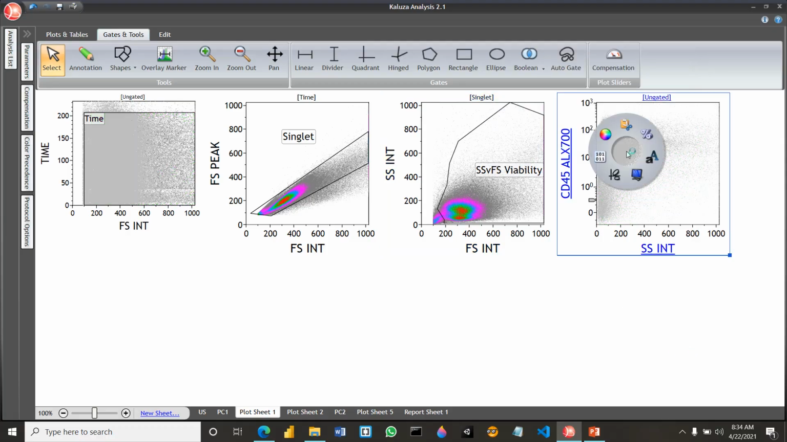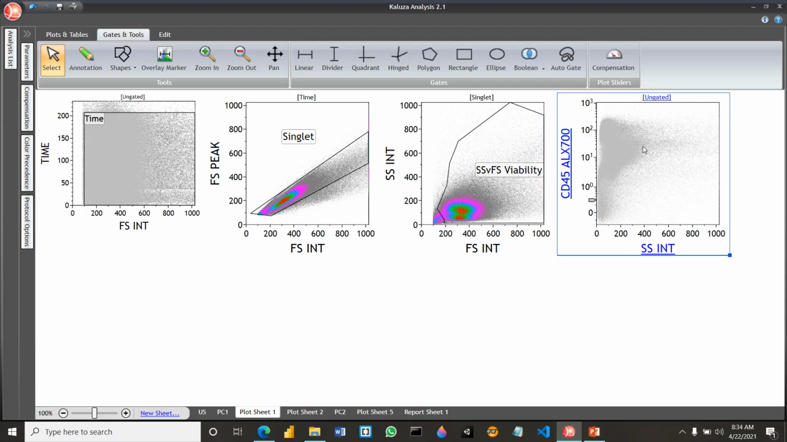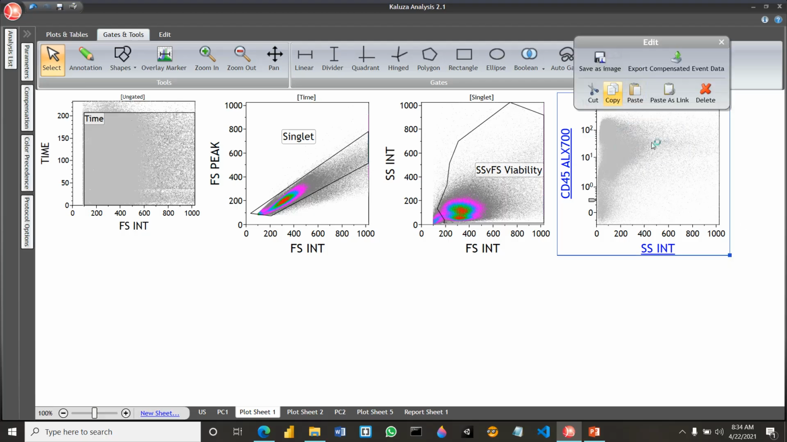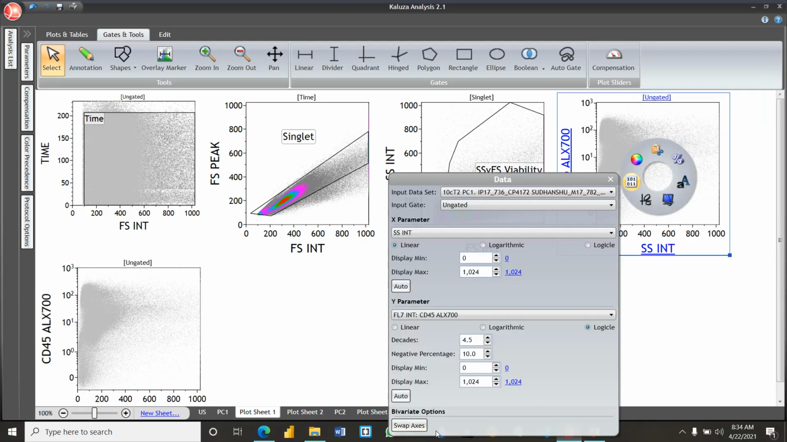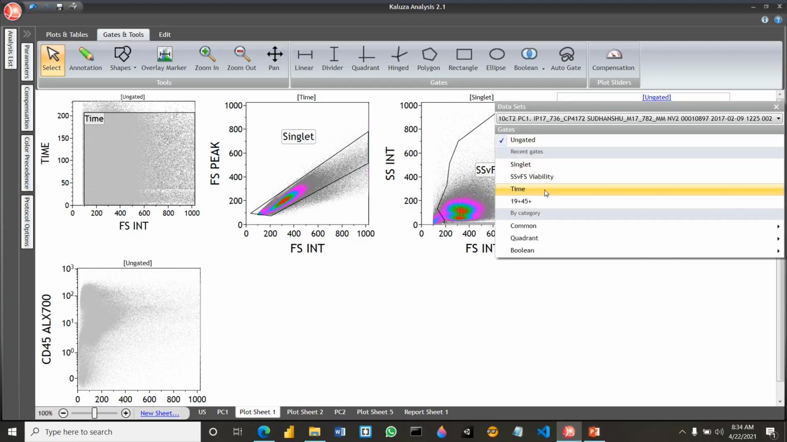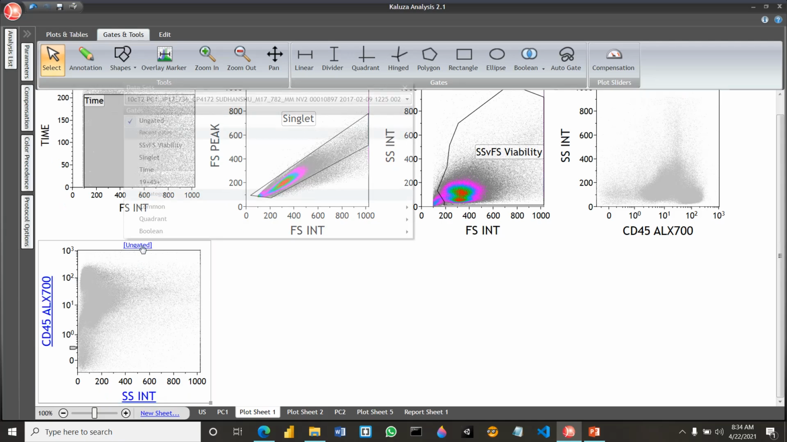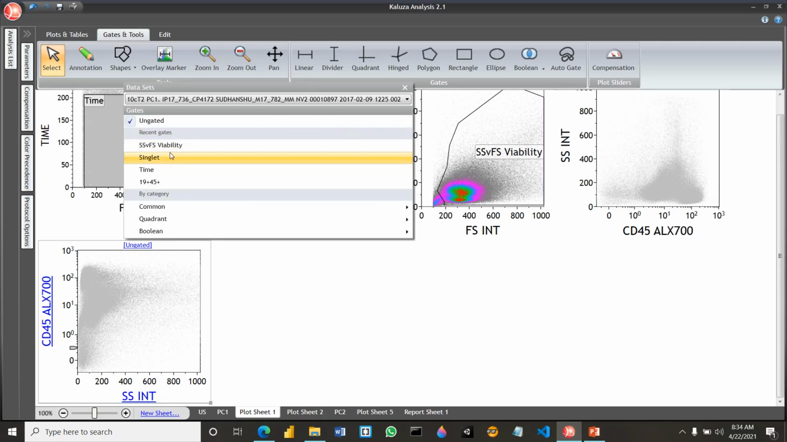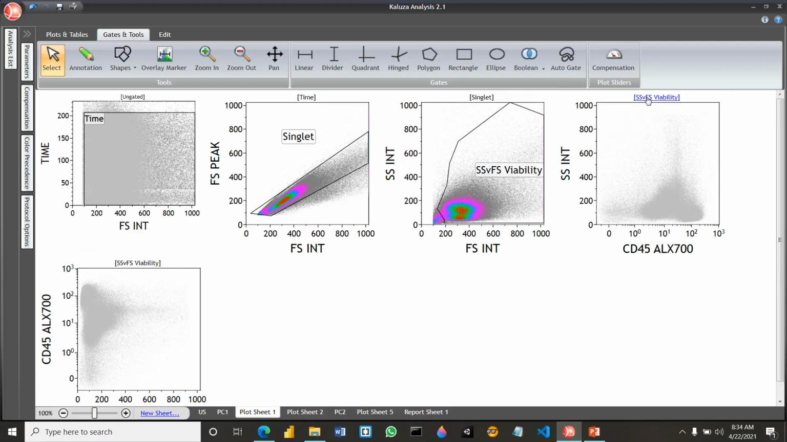And then we have our usual plot, side scatter versus CD45. Some people prefer this, or some people are used to the other way around, that is CD45 on the x-axis. We can apply the viability gate here so that we don't have non-viable cells in our gate. So this is our viability gate. These are viable cells.